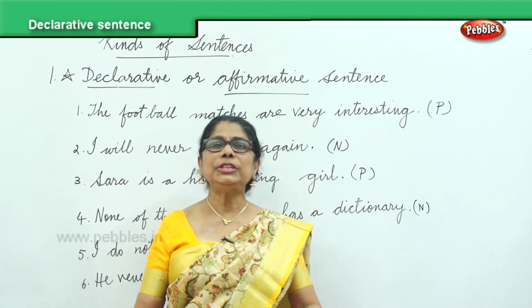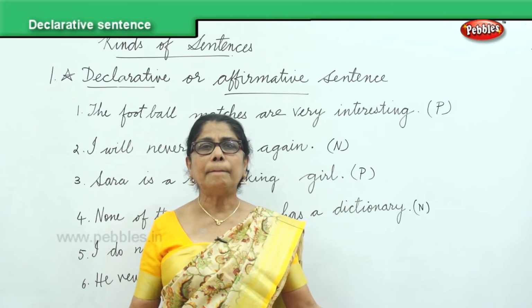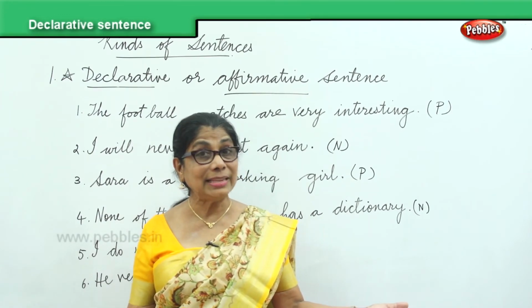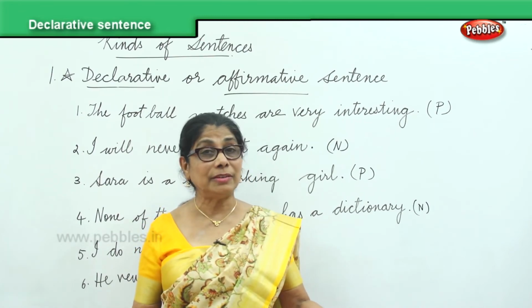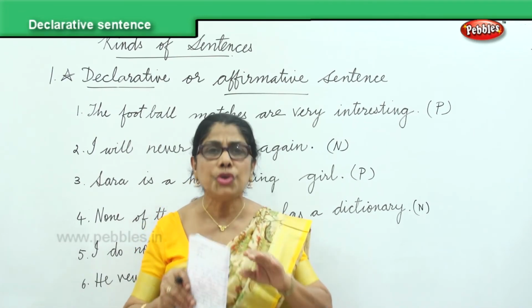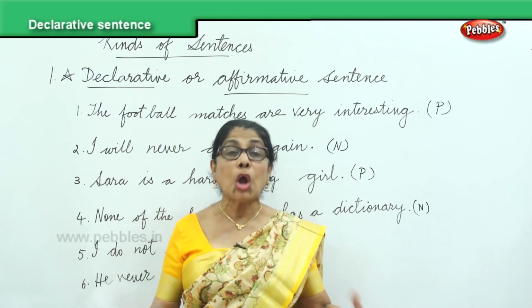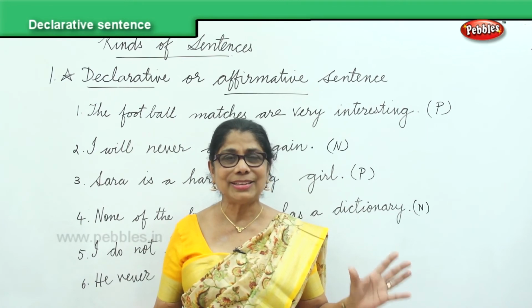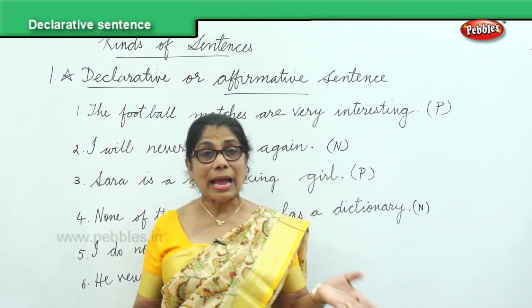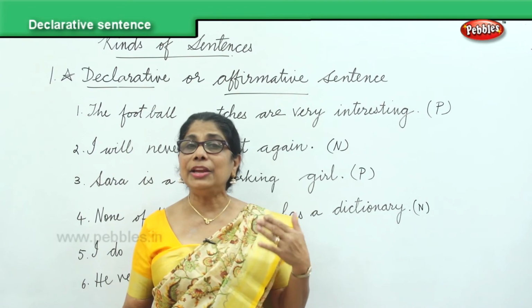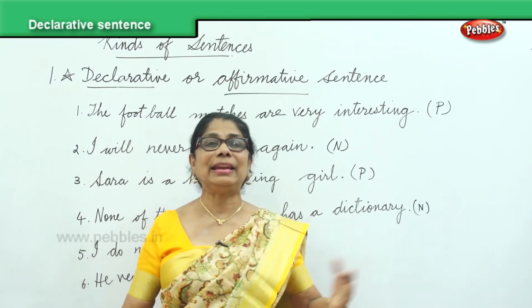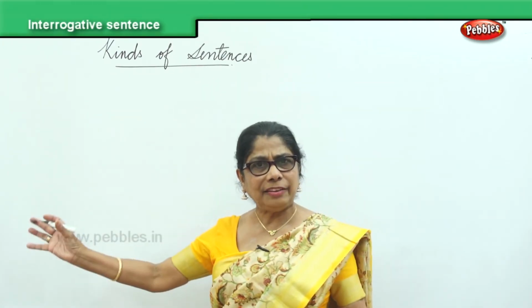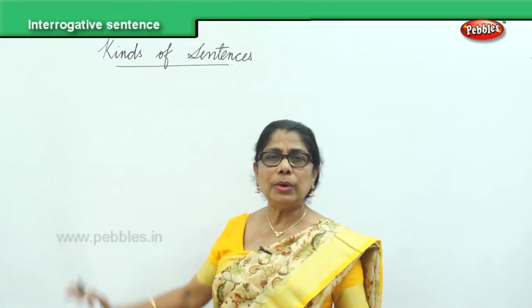Now, supposing you say, my classroom is large. Then you say it's a declarative sentence and it is positive. My classroom is not large. When you add that not, then it becomes a negative sentence. So, we can change a positive declarative into a negative declarative sentence. That's what we learned now. We have done the declarative sentence. Now we will do the second part.